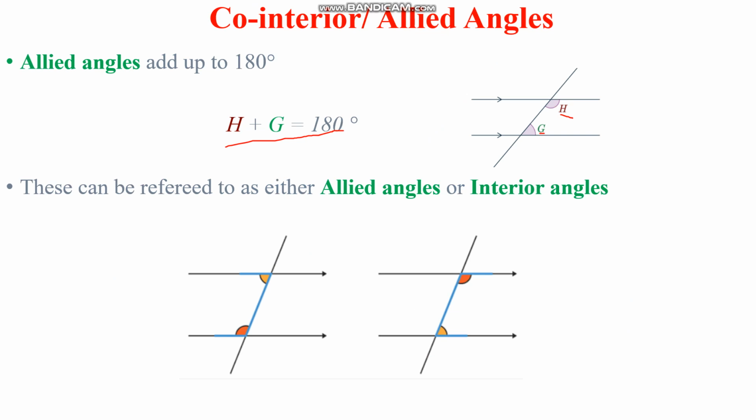And also take note that they have two names. Either you call them allied angles or interior angles. So don't be confused. If you see on your exam paper you're asked to find allied angles, know that they're also interior angles. So don't be confused between the two names. And these are also diagrams that show examples of allied angles on parallel lines.